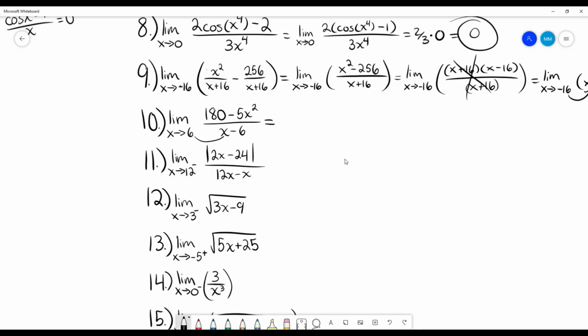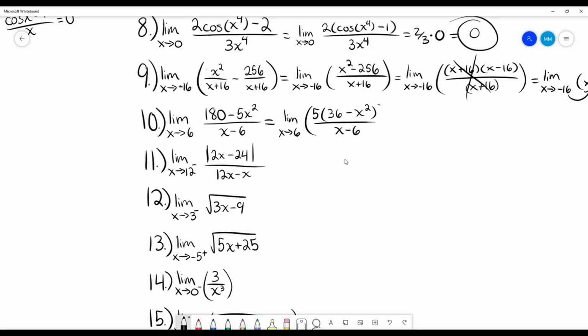We notice that if I plug in that 6 in the denominator, I get a 0, and if I were to plug in my 6 up here, I would also get a 0. So let's see if we can do anything here. I'm going to write my limit. Well, I can definitely factor out this 5, so I'm going to try factoring out my 5, and 5 times 36 is going to be 180.